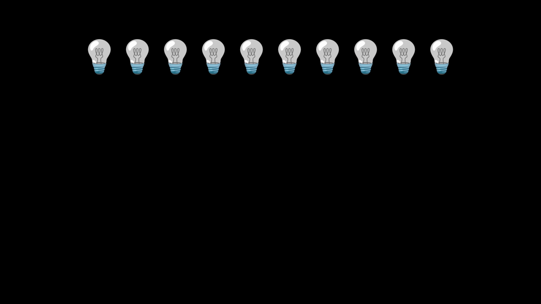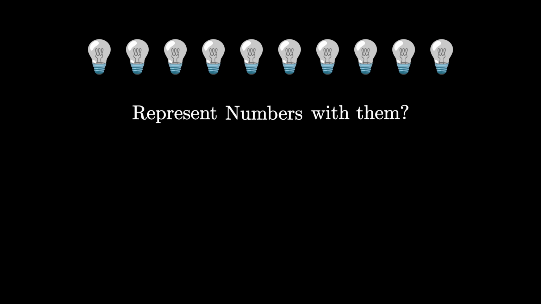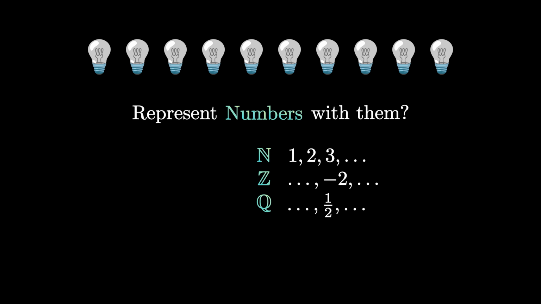Imagine you have 10 light bulbs. You can toggle each one of them on and off. Could you represent numbers with them? Perhaps you already have an idea of how you could represent natural or whole numbers. But how about fractions of whole numbers? Could you even represent irrational or complex numbers?